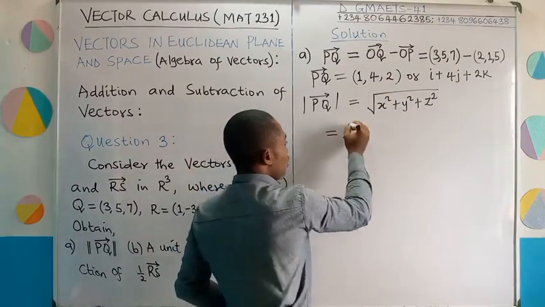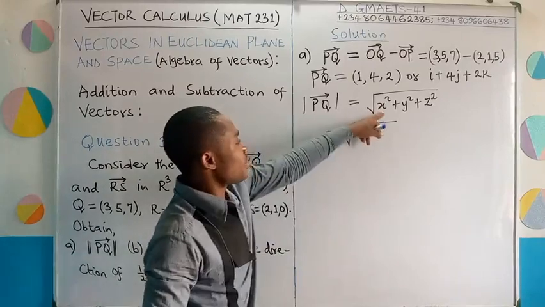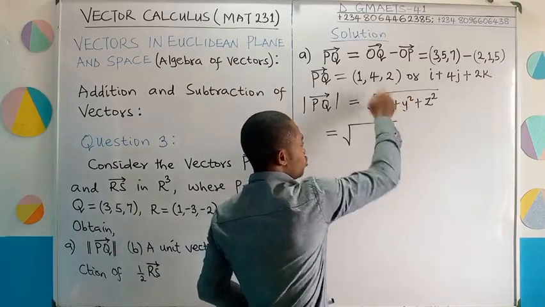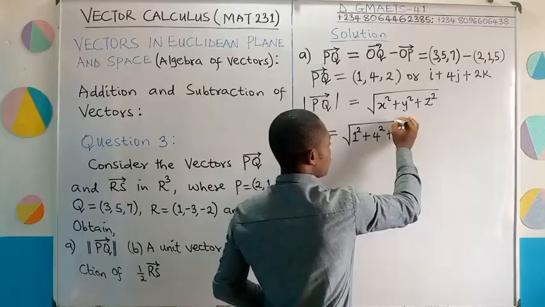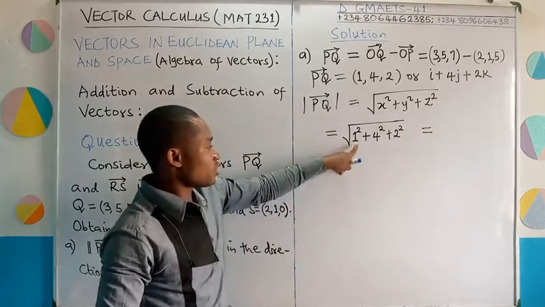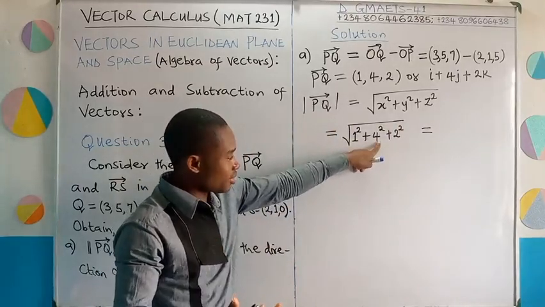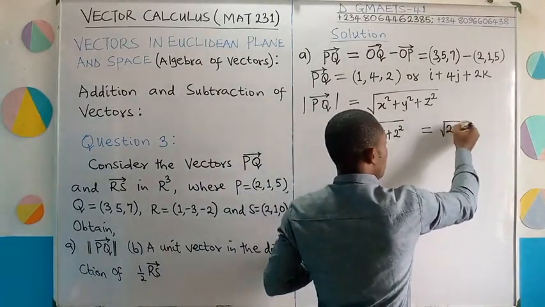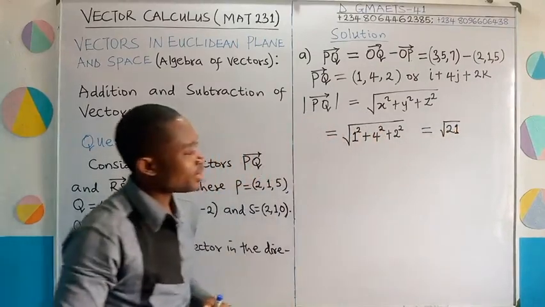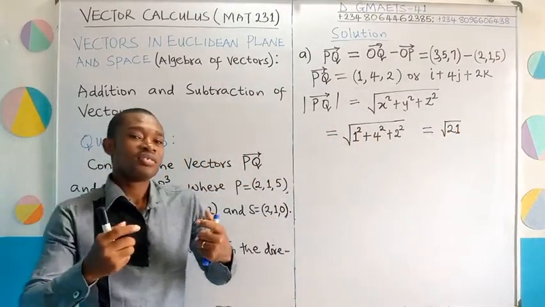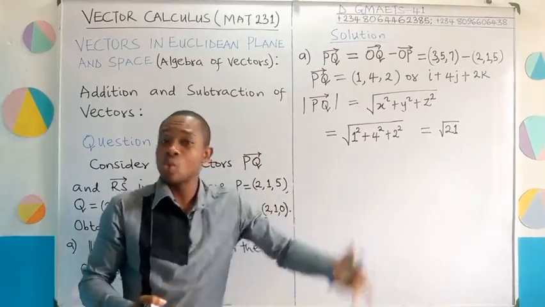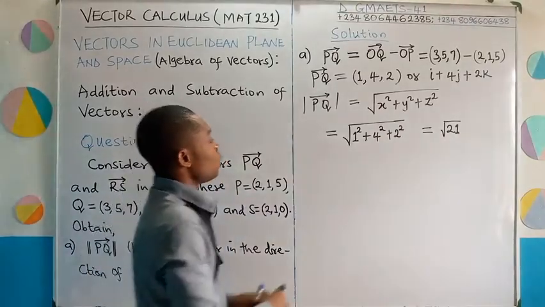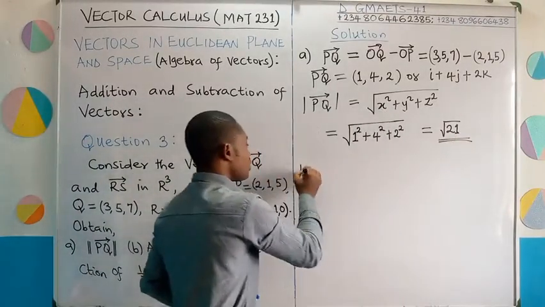Magnitude of vector PQ will now be equal to, the x value is 1, and then y value is 4, z value is 2. So just square each of them and add. Working this out, this is going to give us 1 plus 16, you get 17, plus 4, you get 21. So this is root 21. Can we break down that 21? I don't think so. There is no perfect square greater than 1 which is inside 21. Alright, so we can't break that further. We are done with the first part of our question. Let's move on to the B part.